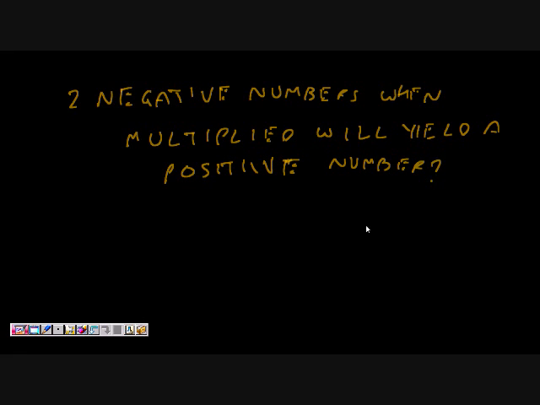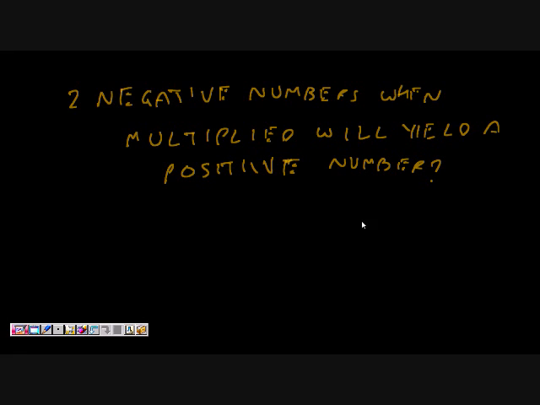Why is that? Why does multiplying two negative numbers yield a positive number? Let's think about this in a much more fun way. Let's think about a board game so that we can explain it in a much more intuitive way.